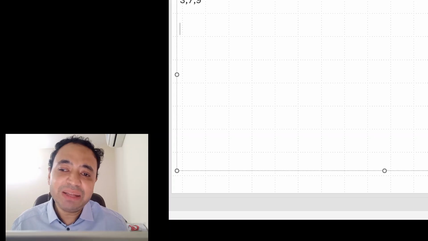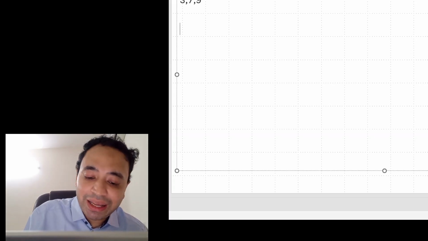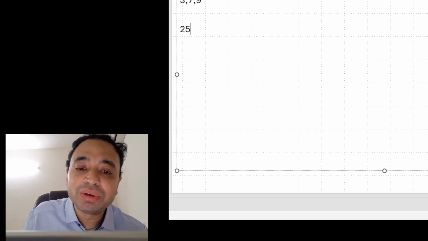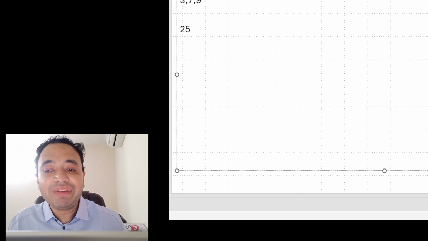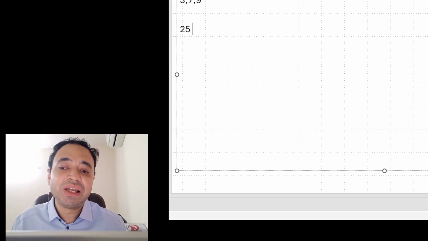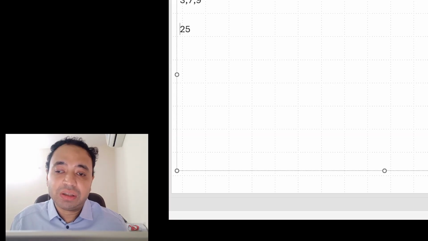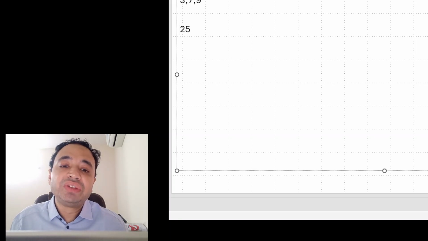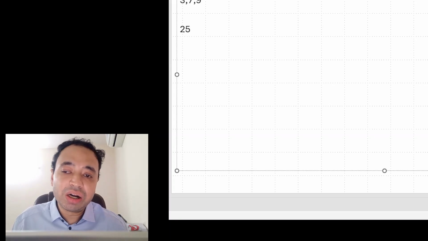In the same case, if I take the example of 25, when I divide it by 2, it leaves a remainder of 1. Hence, it is an odd number. To understand this, the last digit 5 is an odd number. It is not an even number. Hence, we have to say it is an odd number.